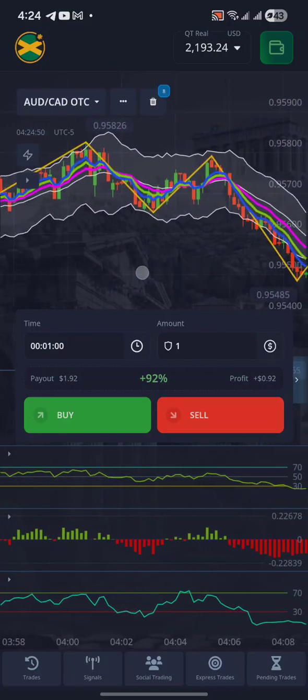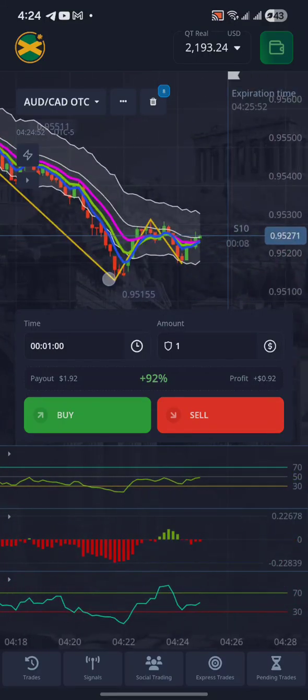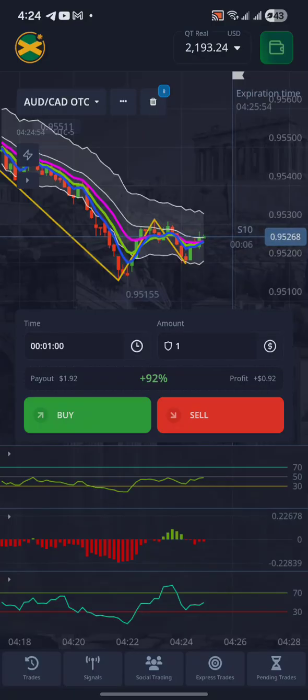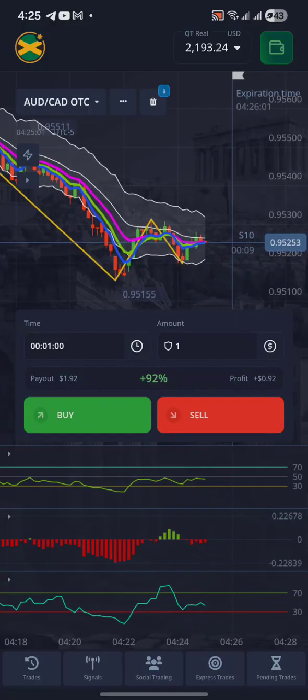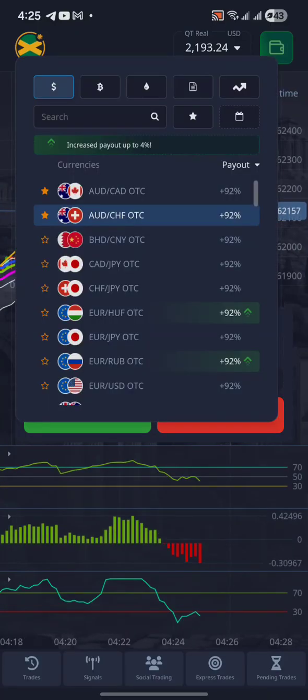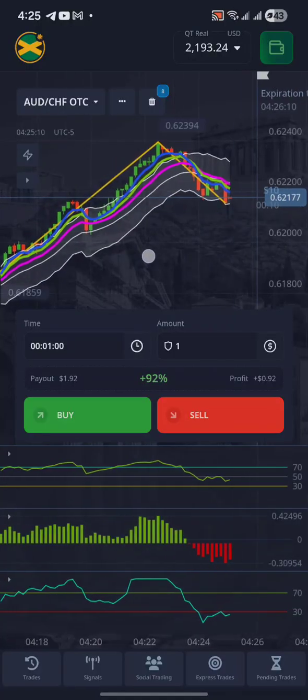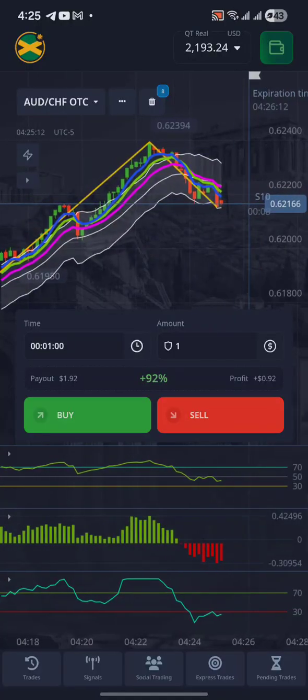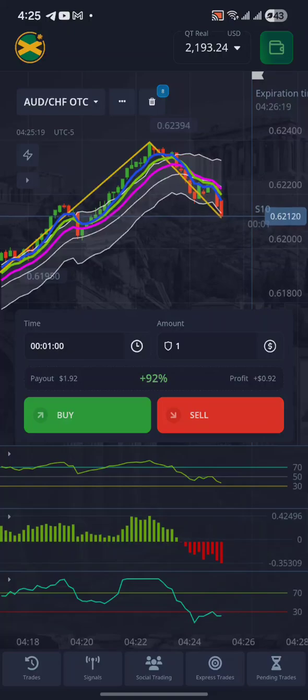I'm sorry, 2,193. So we're there in our loss today. All the market is moving slow, but this looks like a one directional move.